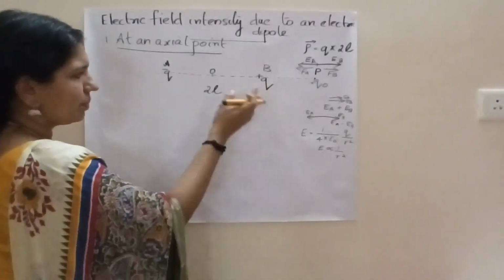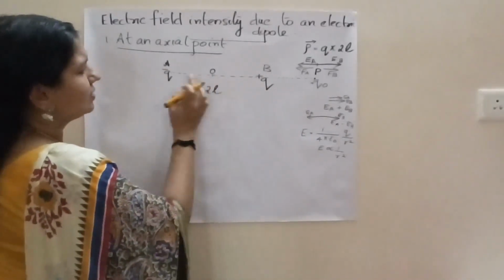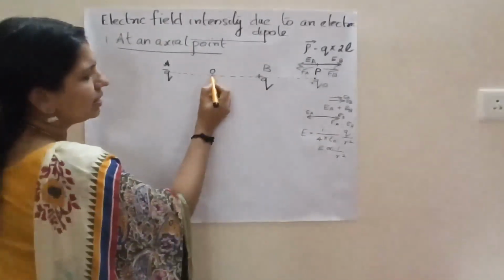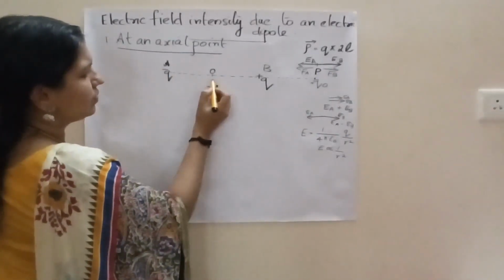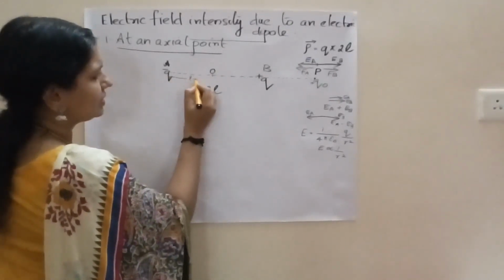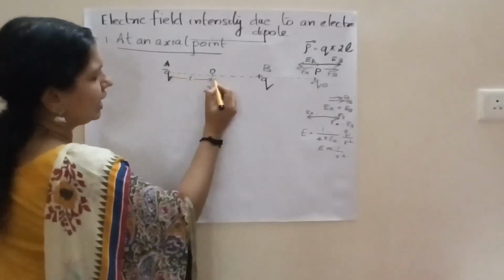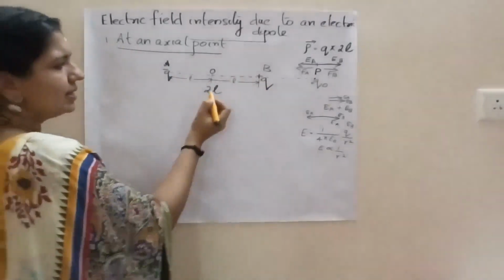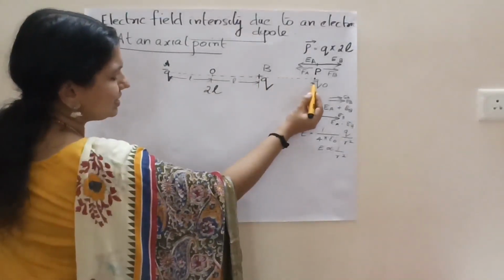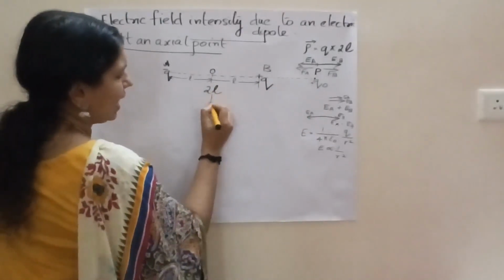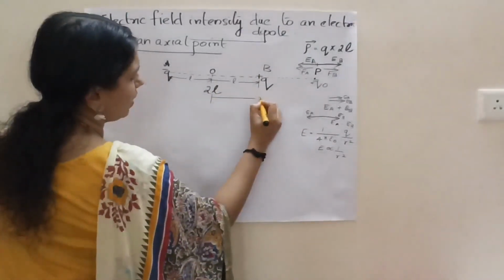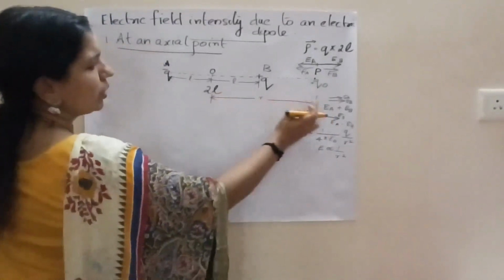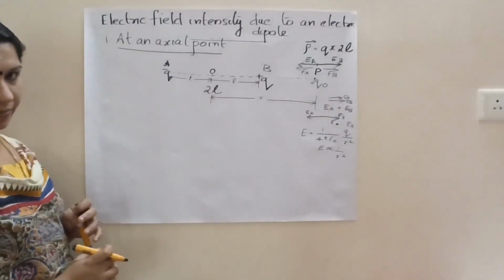Now here, please come here. We have the charges minus q and plus q separated by 2L, and it is clear that if it is the midpoint, this distance will be what? L, isn't it? This is the distance L, and again this is L. Now let the distance from O to this Q naught be taken as R.